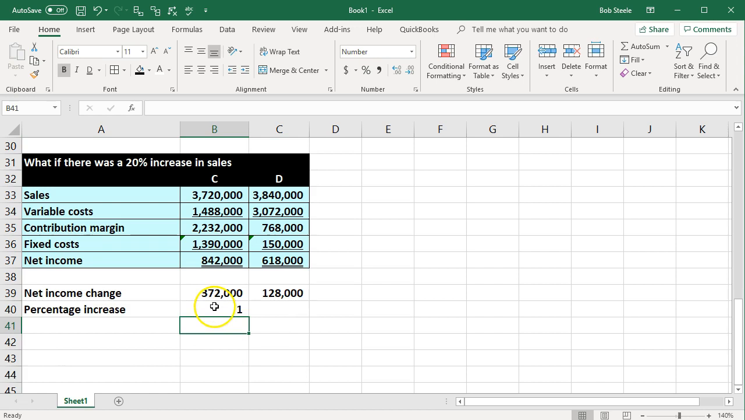So there we have it. And then we can make this a percentage: home tab, numbers, percent. There we have it. Now note, it's not perfect. So we have rounding. We're always dealing with rounding. That's okay. And then we'll do the same thing for D.